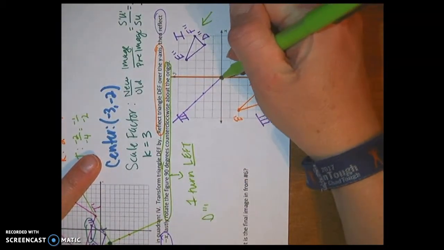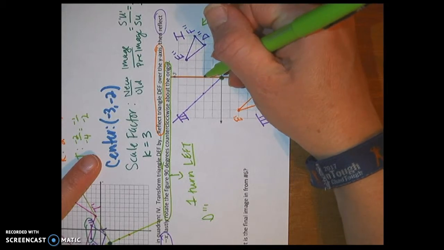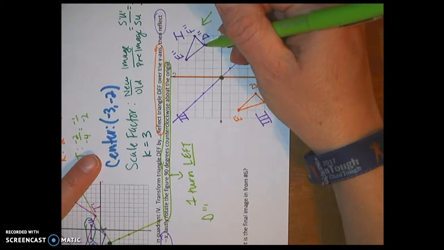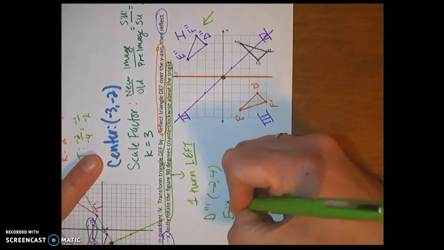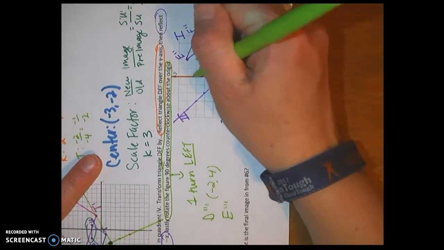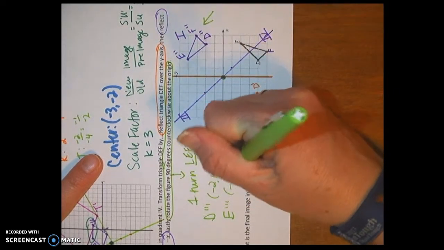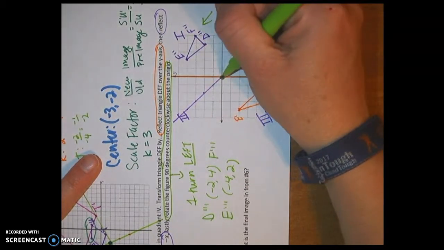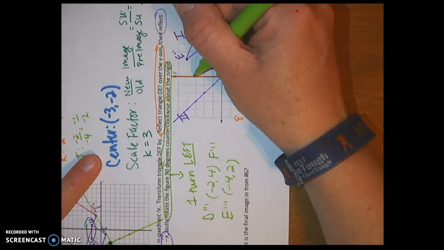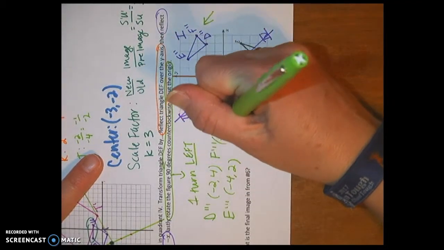So I'm going to count from my center, which is right here. It goes left 2 and up 4. So left 2 and up 4. E triple prime goes 4 to the left and 2 up. So 4 to the left and 2 up. And finally F triple prime. If I look at F, that is 3 to the left and 5 up. So 3 to the left and 5 up.